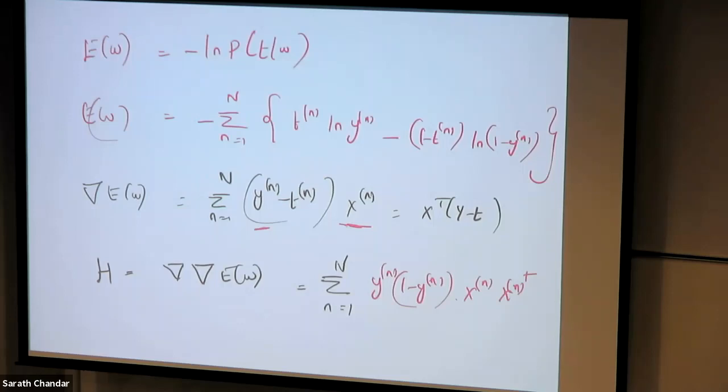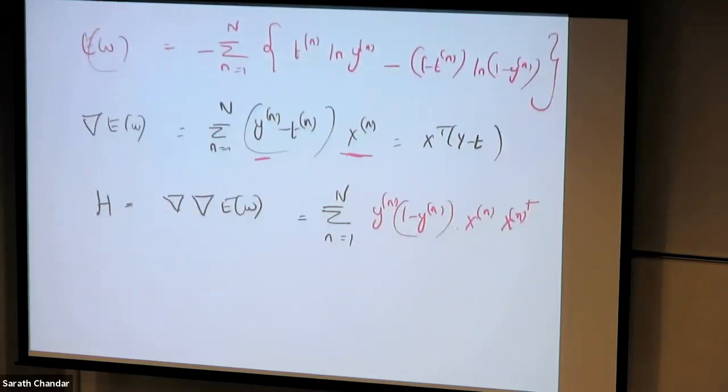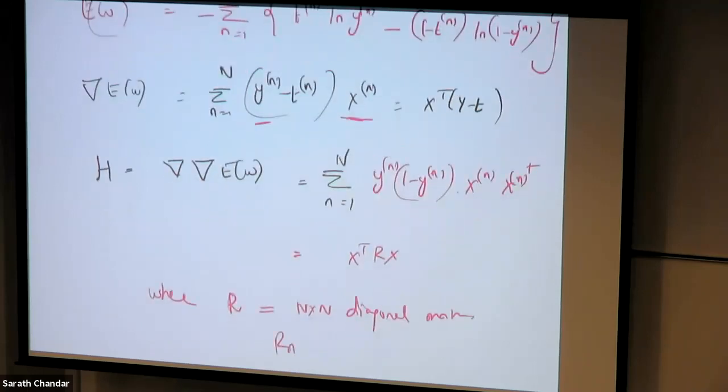If I have to do the derivations, it's probably 3-4 steps. I'm putting it directly because we have done this routine again and again. Now, I can actually write this in a different form. I'm going to write this as x transpose Rx, where R is an n cross n diagonal matrix, where Rn is equal to y of n into 1 minus y of n. Is that clear?